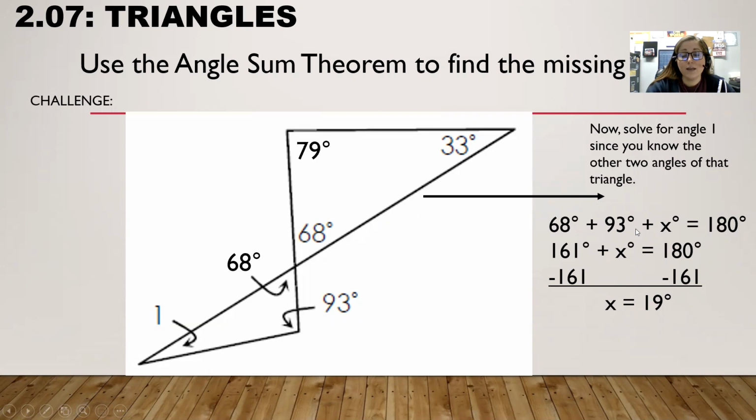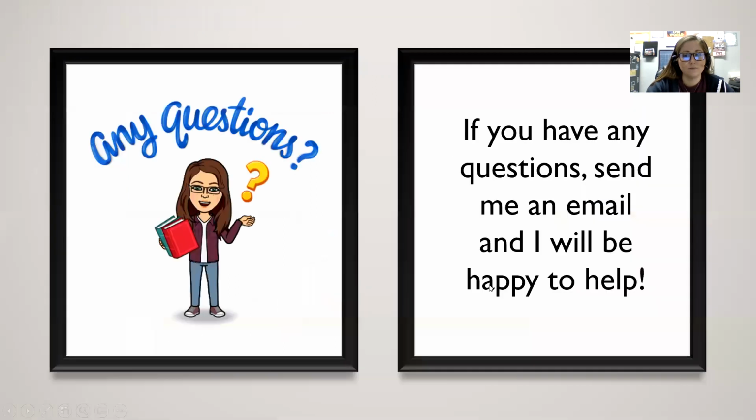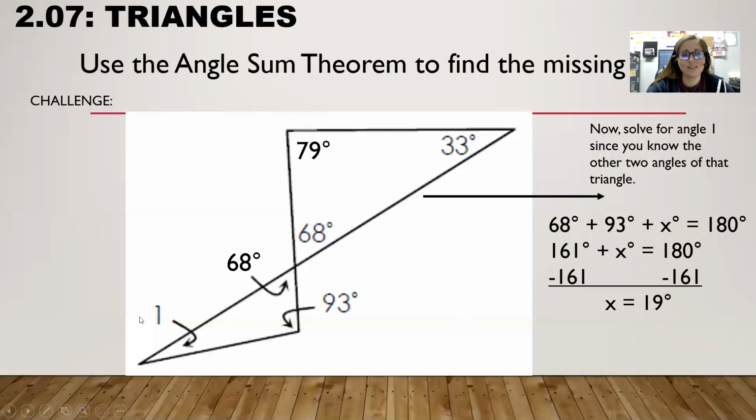68 plus 93 plus x will give us 180. 68 plus 93 will give us 161 plus x equals 180. And then we're going to subtract 161 from both sides to get our missing angle 1 of 19 degrees. Okay, so this last angle will give us 19. All right, let me go back real quick. So this is 19.